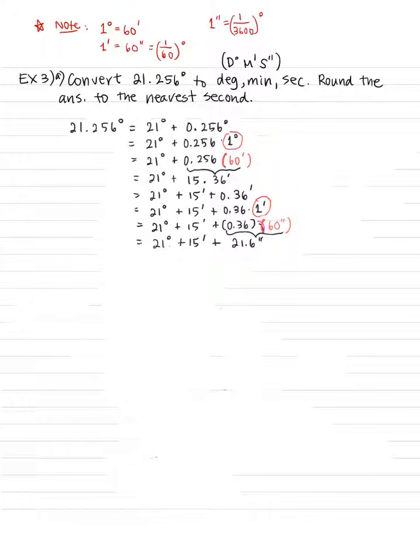Okay, so now we're going to put this all together. Now 21.6 seconds is approximately what? 22 seconds. So I'm going to make this into an approximation. So this is approximately equal to 21 degrees, 15 minutes, and 22 seconds. And that is going to be our answer.